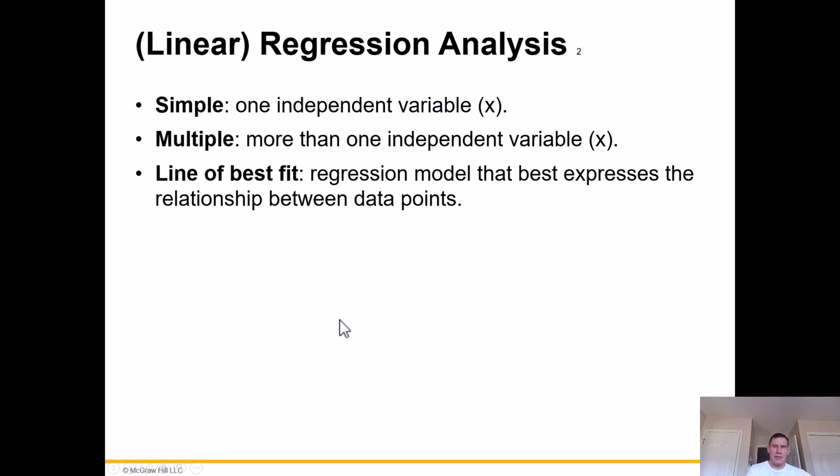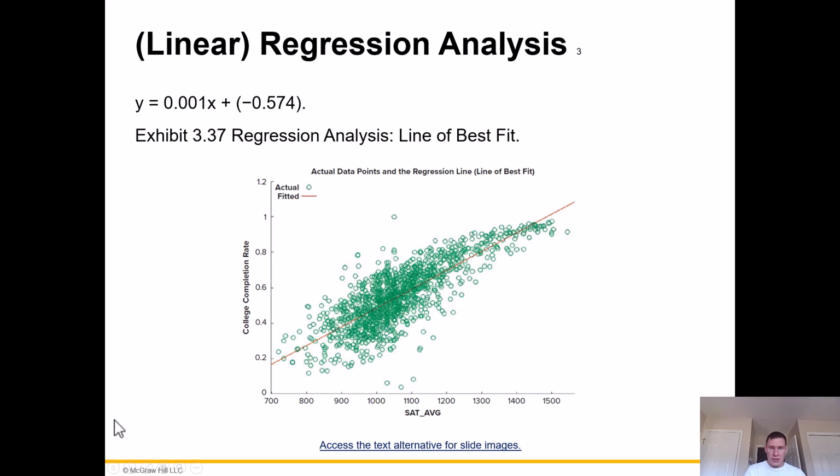There are a lot of different types of regression, and we don't need to get into all of them here, just some of the more common ones. A simple regression has just one independent variable. Multiple regression, probably more common, has more than one independent variable. And the line of best fit is the regression model that best expresses the relationship between the data points. As you can see here, this is an example of a line of best fit.